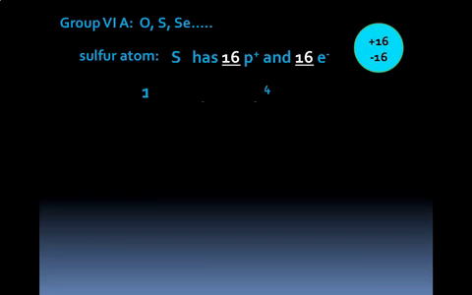Okay, group 6A, this is the one that starts off with oxygen. We'll use sulfur as an example. The atom will be neutral with 16 protons and 16 electrons.